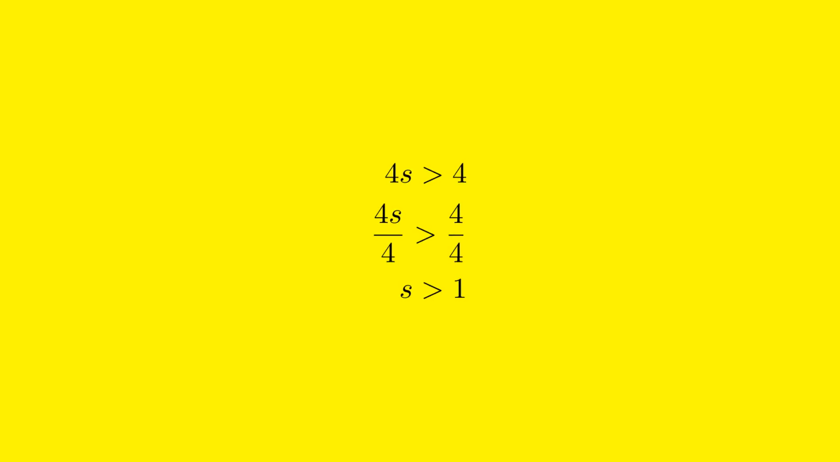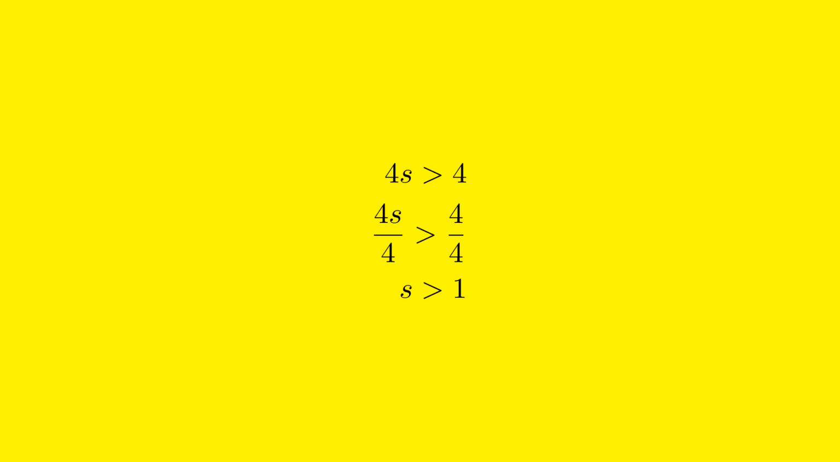In step 2, we continue simplifying the inequality. 4s > 4. Our objective is to isolate the variable s completely. Currently, s is being multiplied by 4. According to algebraic principles, dividing both sides of an inequality by the same positive number does not change the inequality's direction. Therefore, we will divide both sides of the inequality by 4 in order to isolate s.